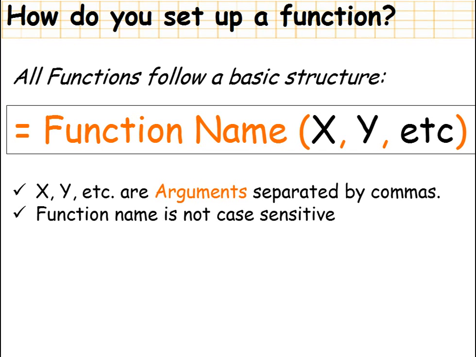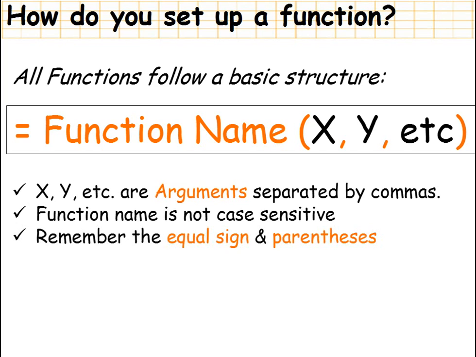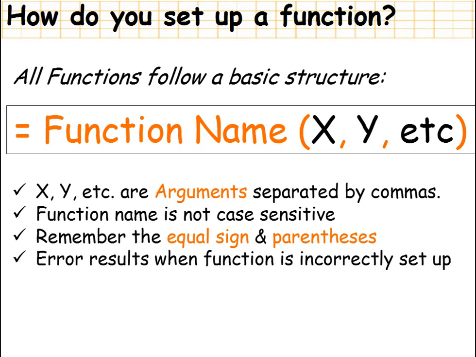Now, keep in mind that the function name is not case sensitive, meaning if you have the function name beginning with a lowercase letter or an uppercase letter, Google Spreadsheets will register it regardless. Now, always remember the equal sign and the parentheses are required features, so always keep that in the back of your mind when you're setting up a function. Now, if the function is not set up correctly, you will have an error. That is, Google Spreadsheets will inform you with an error signal when the function is not set up right.